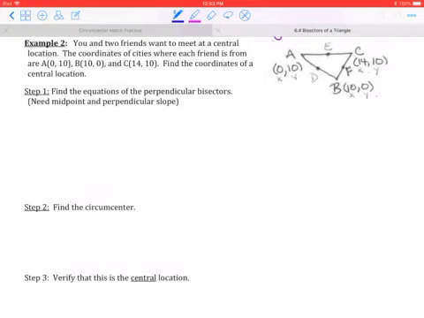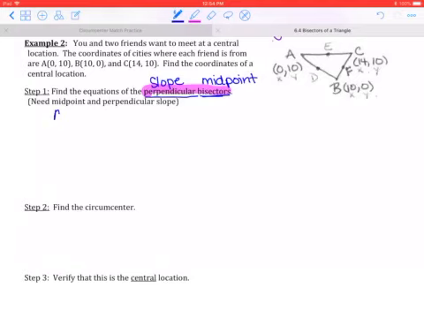So the first thing we're going to need to do is, since we want to find the circumcenter, we need the perpendicular bisectors. And for perpendicular bisectors, there's two really important pieces here. To be perpendicular, that's going to use the slope formula. And to be a bisector, that's going to need the midpoint. So to find the circumcenter, we're going to need the midpoint and a perpendicular slope from each side. So let's focus one side at a time.